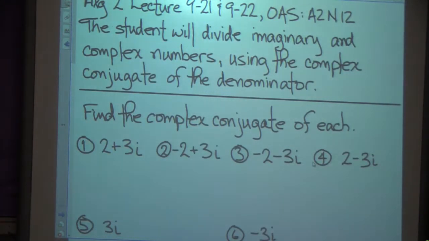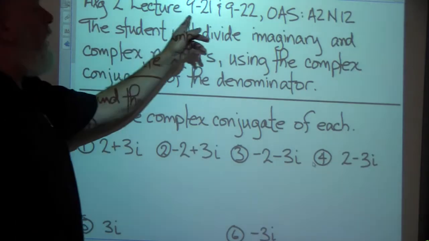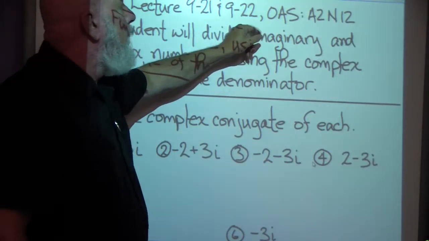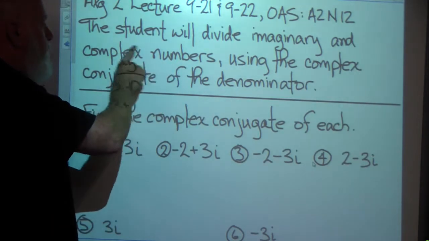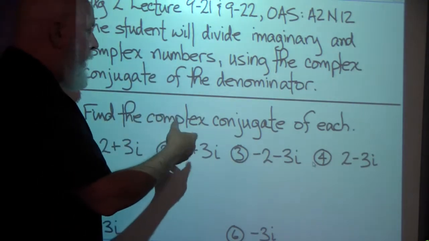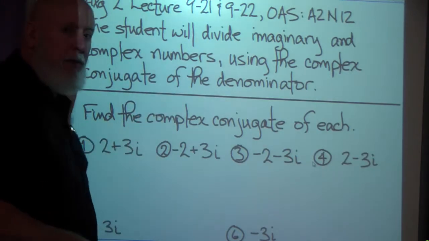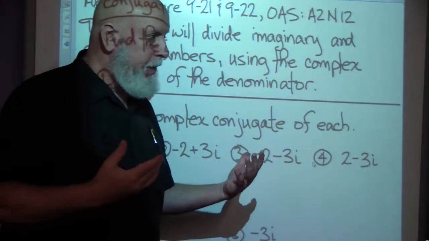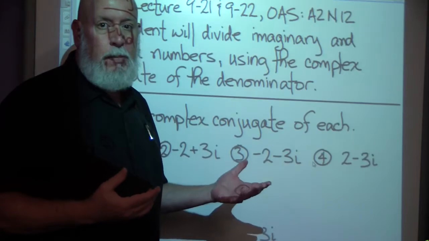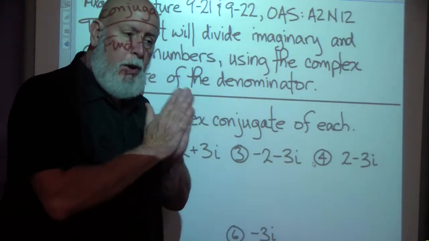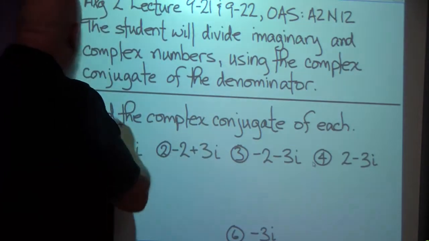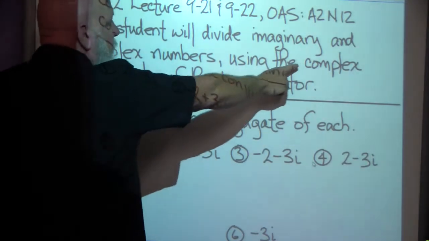This is Algebra 2, Lecture 921 and 922, OAS A2N12. The student will divide imaginary and complex numbers using the complex conjugate of the denominator. That sounds really hard, but it's simple. I'll show you what all that means, and hopefully it'll make sense and you won't have any problem with it. Here we go. First thing I want to do is talk about the complex conjugate.